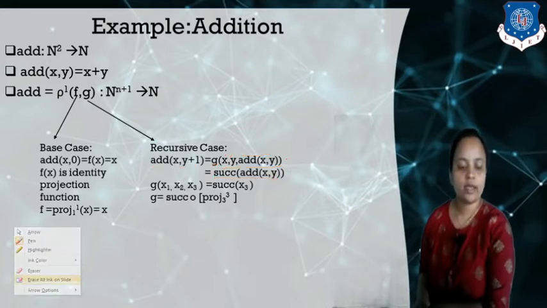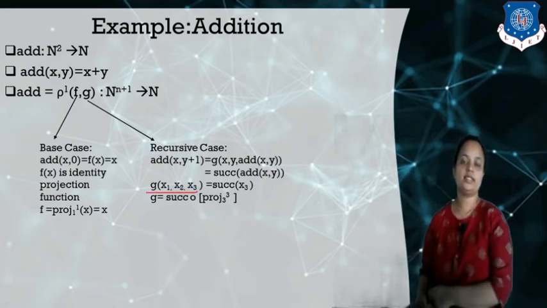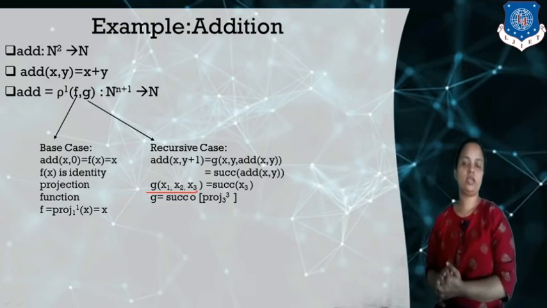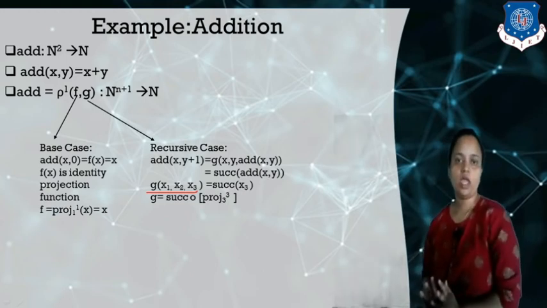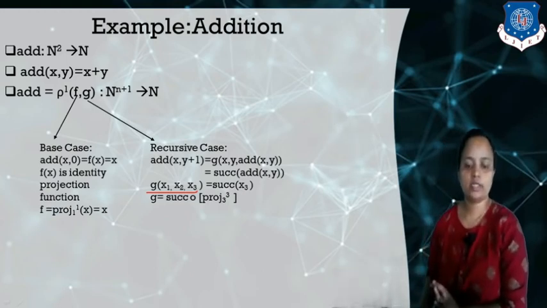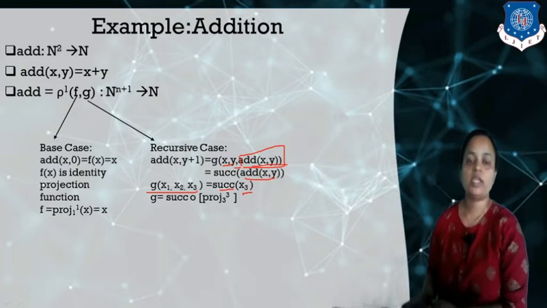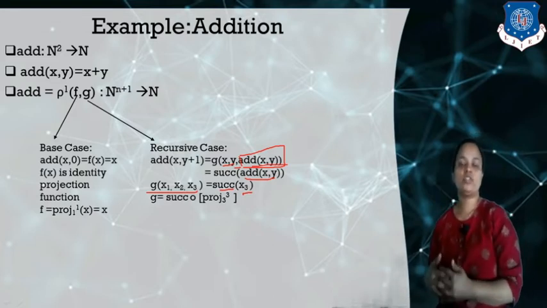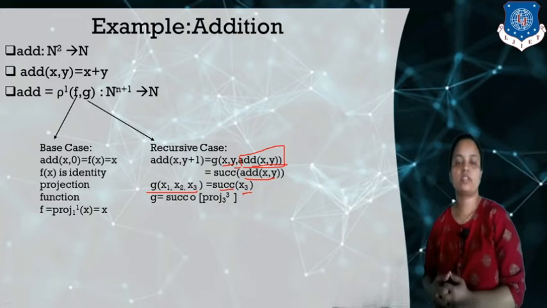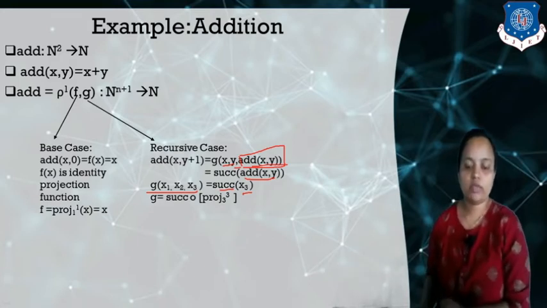Here you can see g, we can think of g as our recursive function. g takes three inputs x1, x2, x3, because it takes the three inputs x, y and add(x, y). We can apply a successor function to this third value, so we can see successor of x3 like this. So we can think of g as a composition of the successor function with the projection function.